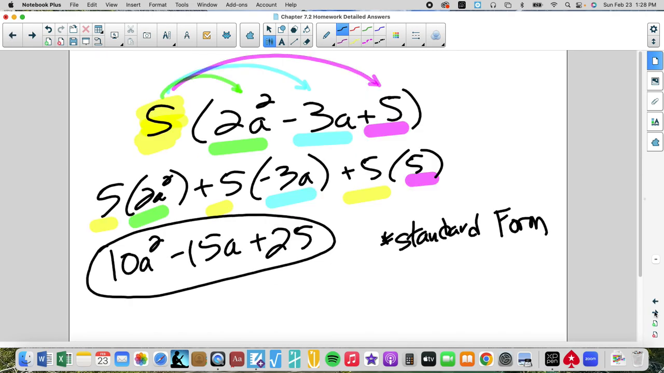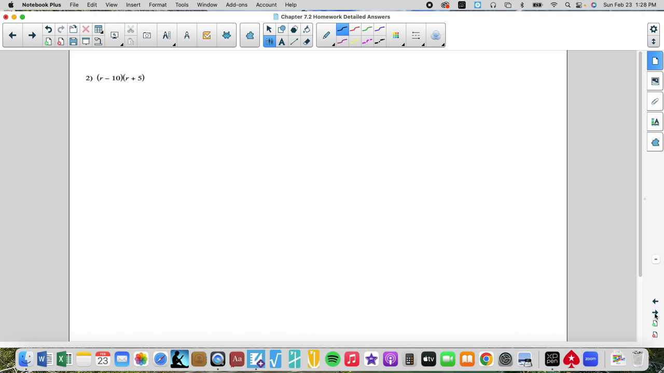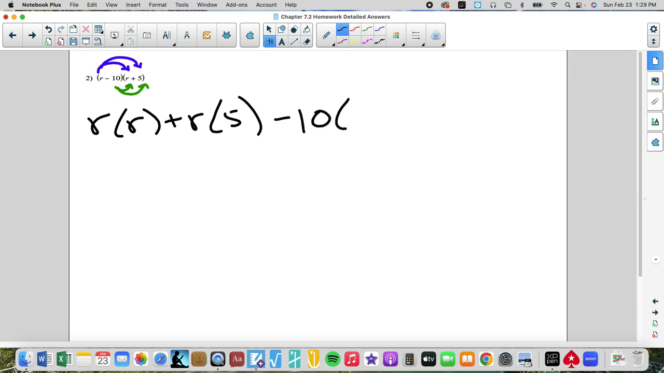Okay, so that's what we're going to do. We're going to do that double distribution. We're going to do the first distribution, r times r plus r times 5. And then we're going to do the second distribution, negative 10 times r and negative 10 times 5.